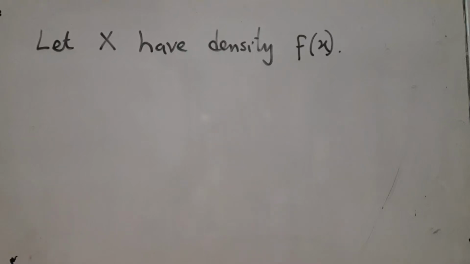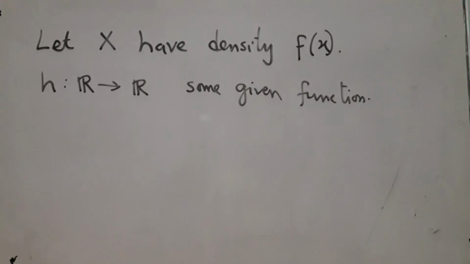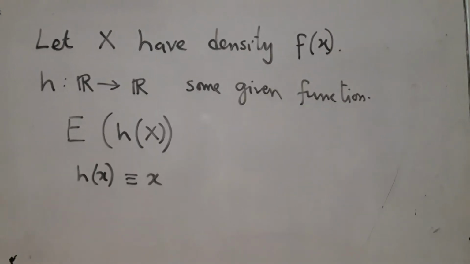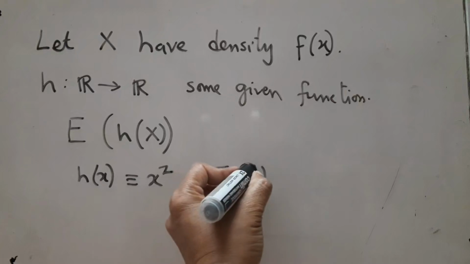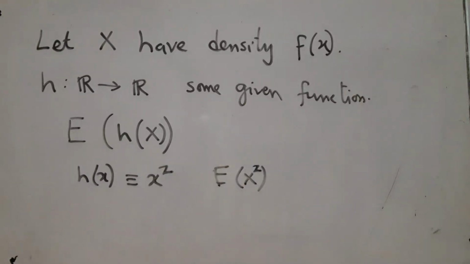Suppose x is a random variable having density fx and h is some given function from R to R. We want to define the expected value of h(x). Now let's consider some special cases. If h(x) is just the identity function, then this will reduce to the expected value of x. Similarly, if this is x squared, then this will become the expected value of x squared, and so on.